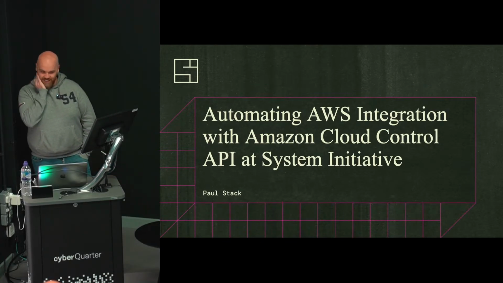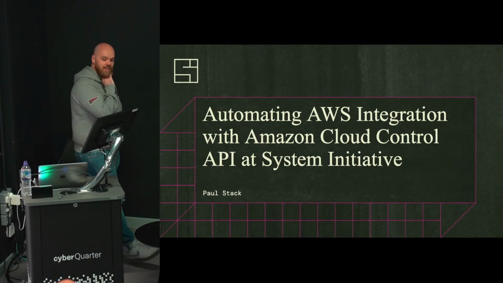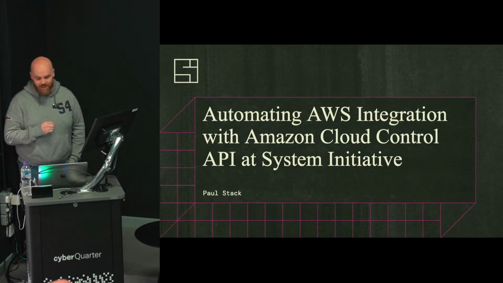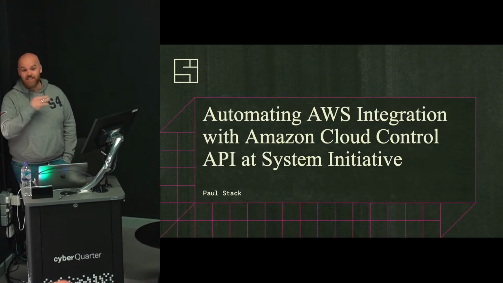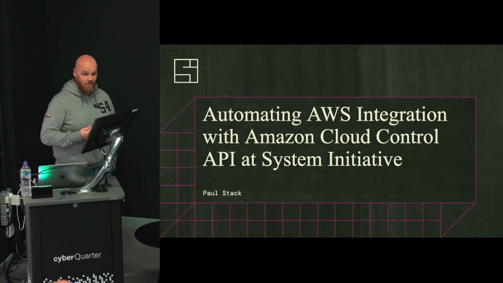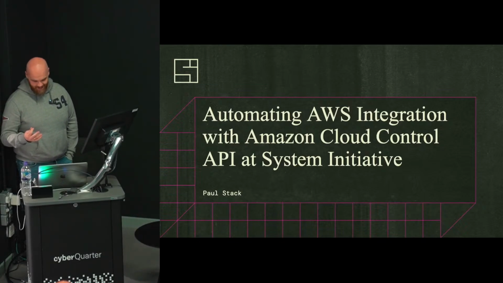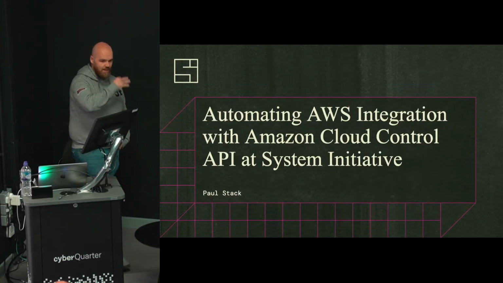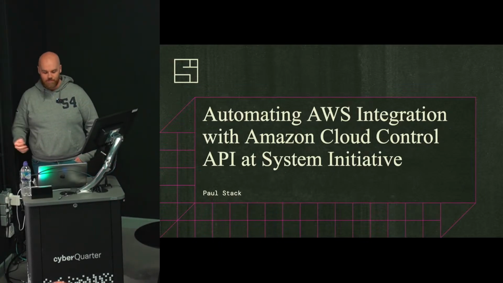Okay, so this is a talk called Automating AWS Integrations for System Initiative with Cloud Control API. This is an experience report more than anything else, and this is a piece of work that we started in January and have been iterating over for the last couple of months.